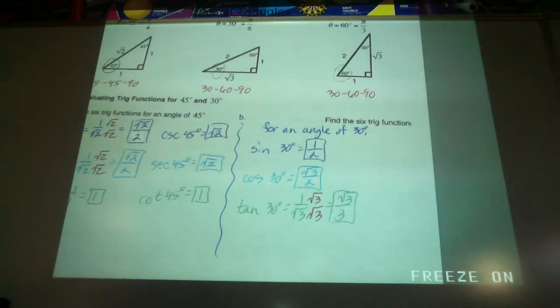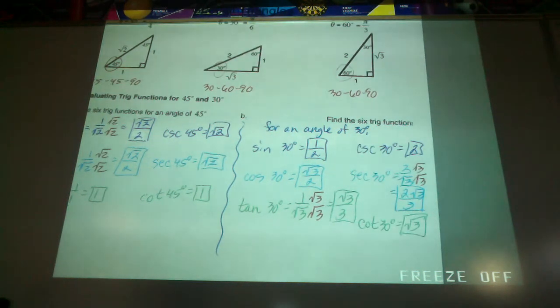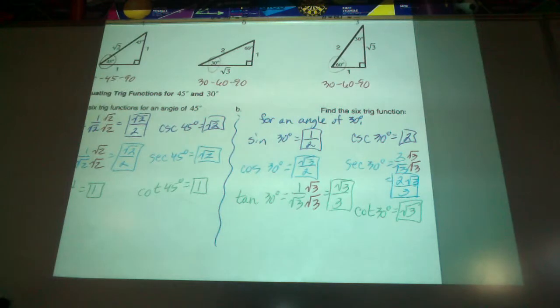Okay, we have that. And then. All right, so here are your answers. Tell me whether you agree or disagree. So cosecant of 30 degrees is 2. Agreed? I could be wrong.